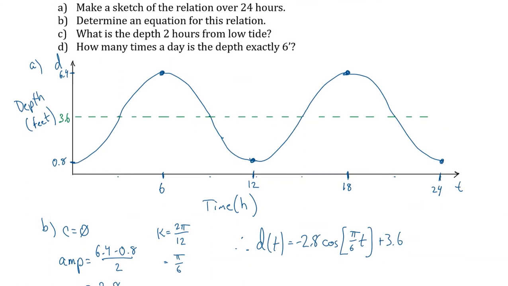Everybody good? Last question, how many times a day is the depth exactly 6? We sketched it thinking about the properties, thinking about the max and the min, but having that sketch helps us come up with the equation. It helps us visualize and think about where the A, the D, and the C are. When you have the sketch, you look at it and you say, oh, C is 0. I'm starting at a min. That's an easy thing to think about, right? So it helps.